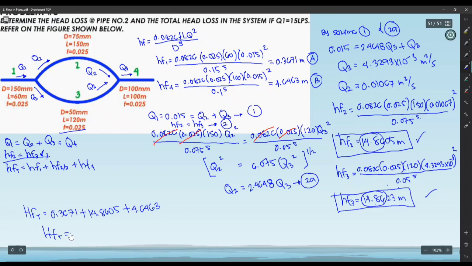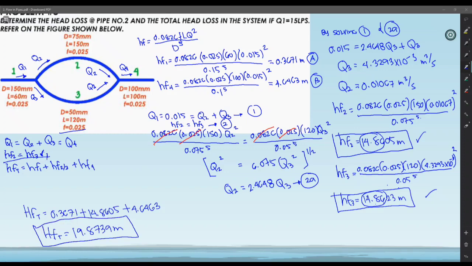Okay? So, the total head loss is equivalent lang sa 0.3671 plus 14.8605 plus 4.6463. So the total head loss in the system is 19.8739 meter. Okay, so na-compute na natin lahat. Ganun lang kasimple. So, mangyayari lang dito, analysis.